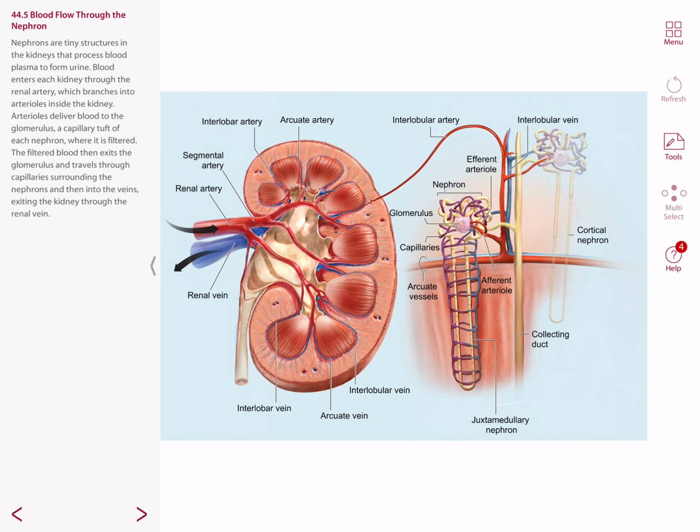Here is that picture, only done well. So this is what I was trying to draw for you when I was using the tablet. So we've got the renal artery coming in. Right away we start branching. So we turn from the renal artery into the segmental arteries. Those segmental arteries are going to do just that. They're going to go to different segments of the kidney. From there, we turn into interlobar arteries.